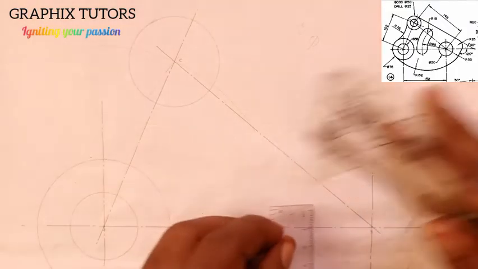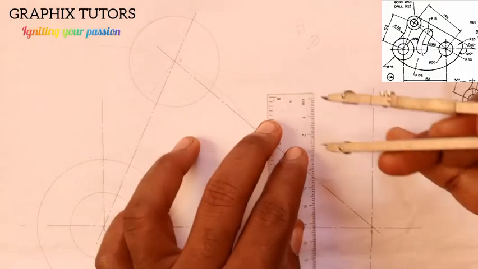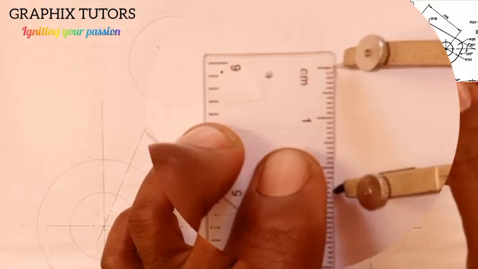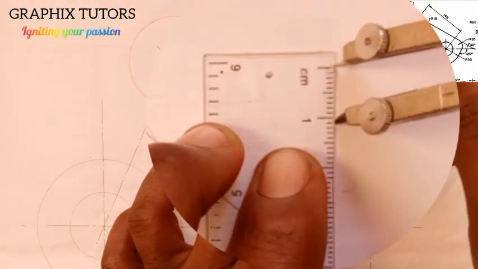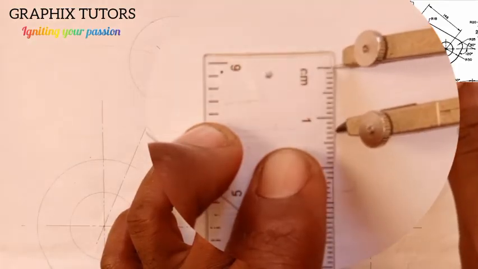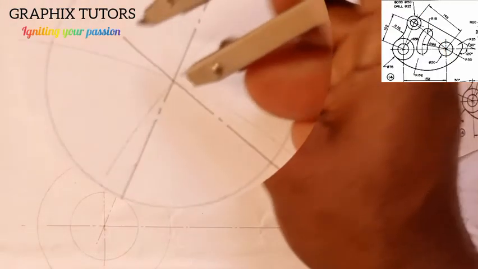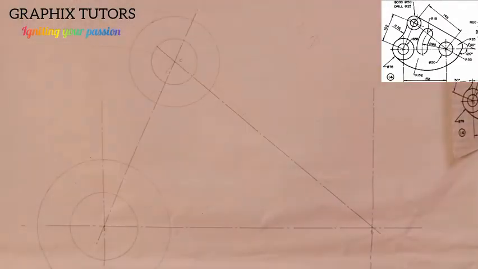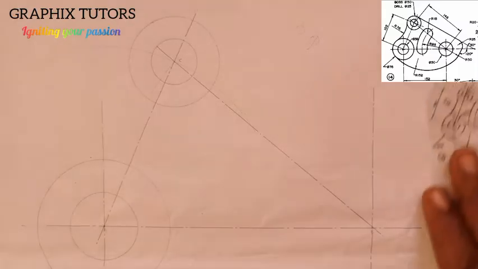I'll take my meter rule here. And I'm going to measure 12.5. This is 10, 11, 12.5, right? And I'll place it at this point inside the circle. Then I'm going to measure my 12.5 this way. I'll thicken it. Now I've done that.